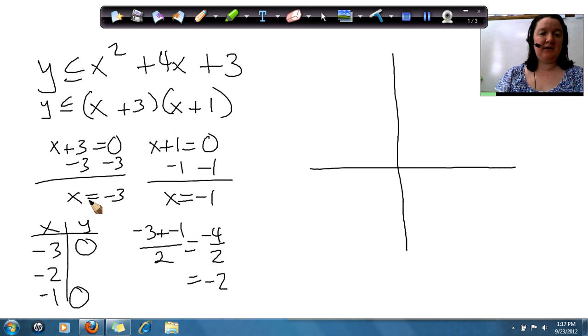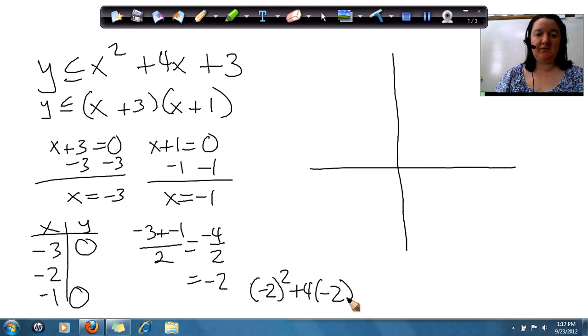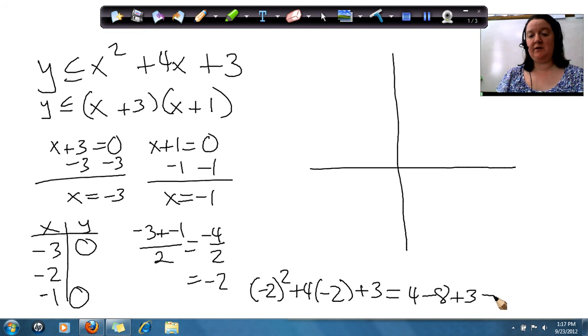So let's plug our negative 2 back into the original function, just so we can figure out what our value is. So a negative 2 squared plus 4 times a negative 2 plus 3. So that's going to give me 4 minus 8 plus 3. So 4 minus 8 plus 3 is going to give me a negative 1. So I'll put that there.